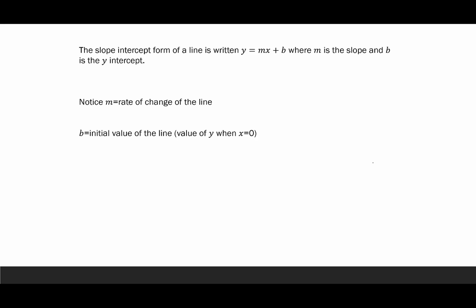Let's add in another equation, and this will be the slope-intercept form of a line. We write it as y equals mx plus b, where m is the slope and b is the y-intercept. M serves as the rate of change of the line, so you may sometimes hear a rate of change instead of slope. They mean the same thing. And b is the initial value of the line. But what I mean by initial is it's the value of y when x is equal to 0.